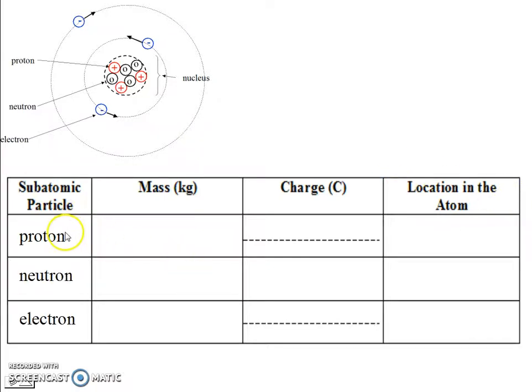So let's go ahead and fill in the names of these particles: proton, neutron, electron, in the spaces here under subatomic particle. Subatomic just meaning, of course, within the atom. And let's start off with mass.